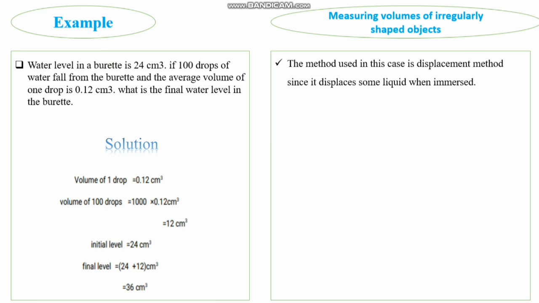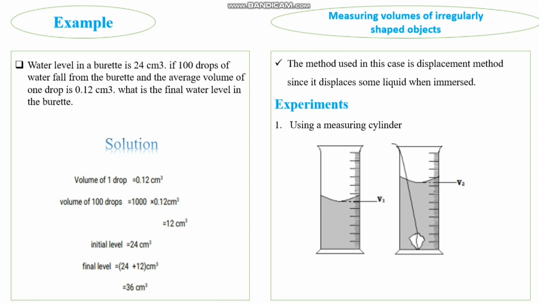So we can use the displacement method, where we have water in a calibrated container, for example a bigger measuring cylinder. Then we immerse the irregular object, and this method uses the displacement principle, or the Archimedes principle, which states that the object will displace its own volume of water. So the rise in the volume of water in a beaker will be equal to the volume of the irregularly shaped object. The first experiment uses a measuring cylinder.